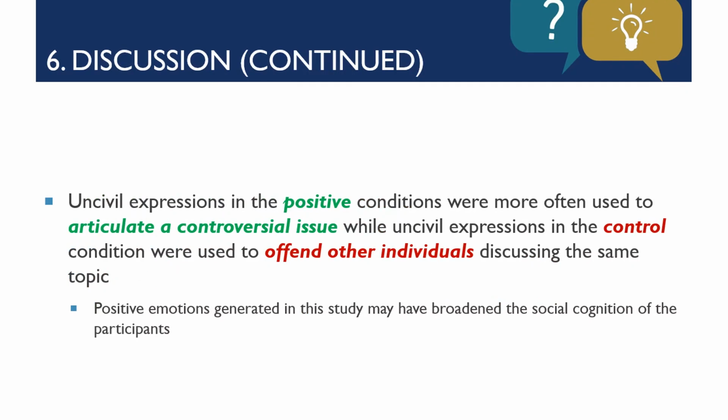Uncivil expressions in the positive conditions were more often used to articulate a controversial issue, while uncivil expressions in the control condition were used to offend other individuals. This implies that positive emotions may have broadened the social cognition of the participants in the positive conditions, and they were less likely to leave uncivil comments toward other participants.